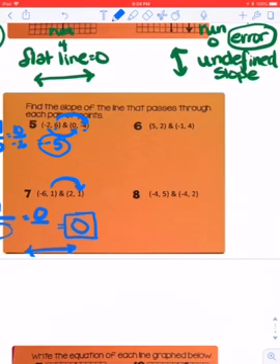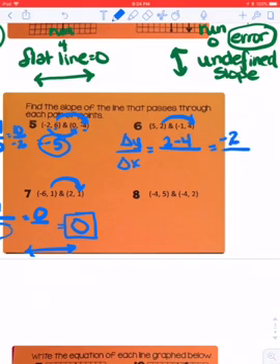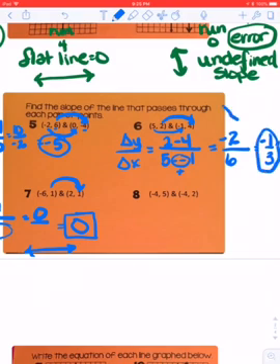Okay, on number 6, change in y over change in x. So 2 minus 4. So that's going to be negative 2 on the top. On the bottom, 5 minus negative 1. It's going to be plus, so it's going to be 6. So if I reduce that, it would be negative 1/3. So if I were to graph this, this would be a line that would be going downhill.